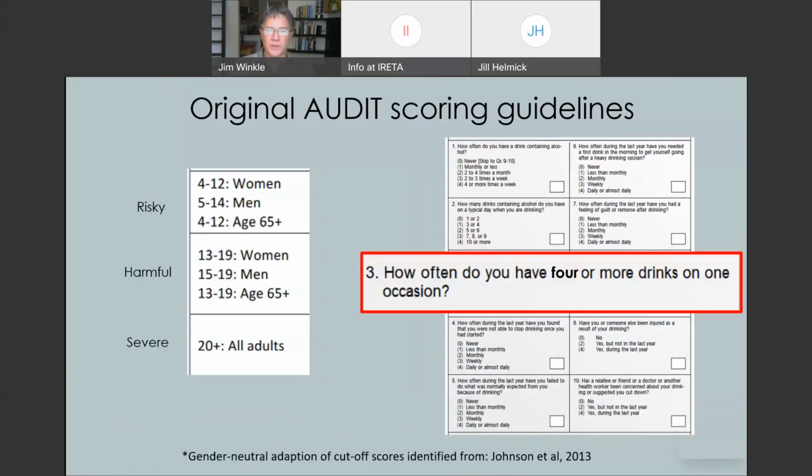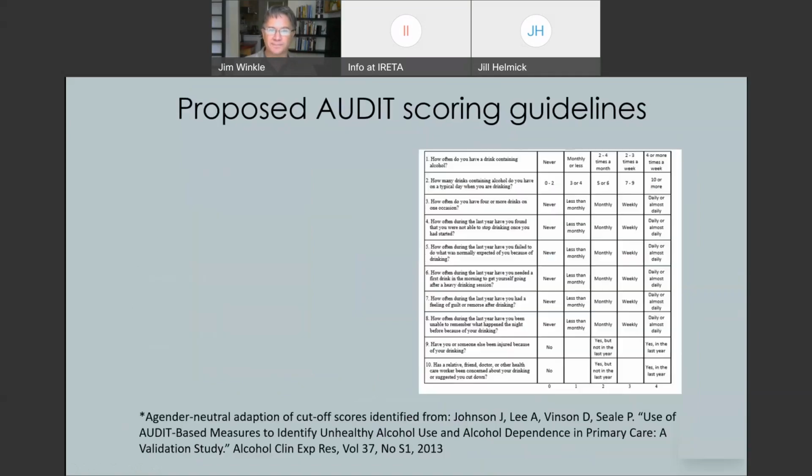I'm more confident about what to do on the AUDIT-C and a single question when it comes to including trans and non-binary people. So sorry to go into the weeds there. I know it's complicated, but I had to point this out because it's really amazing how many clinics are using the AUDIT incorrectly. It just points to how little details can make all the difference in implementation.